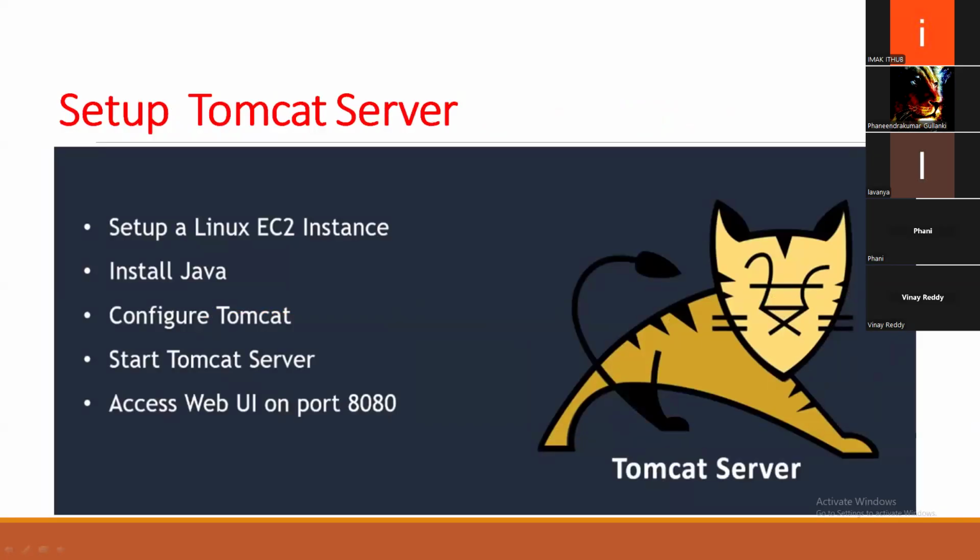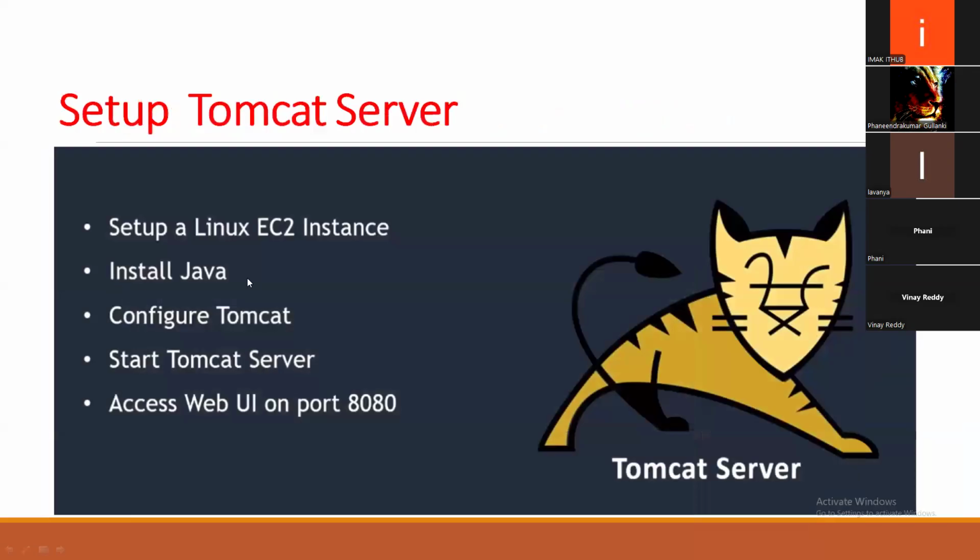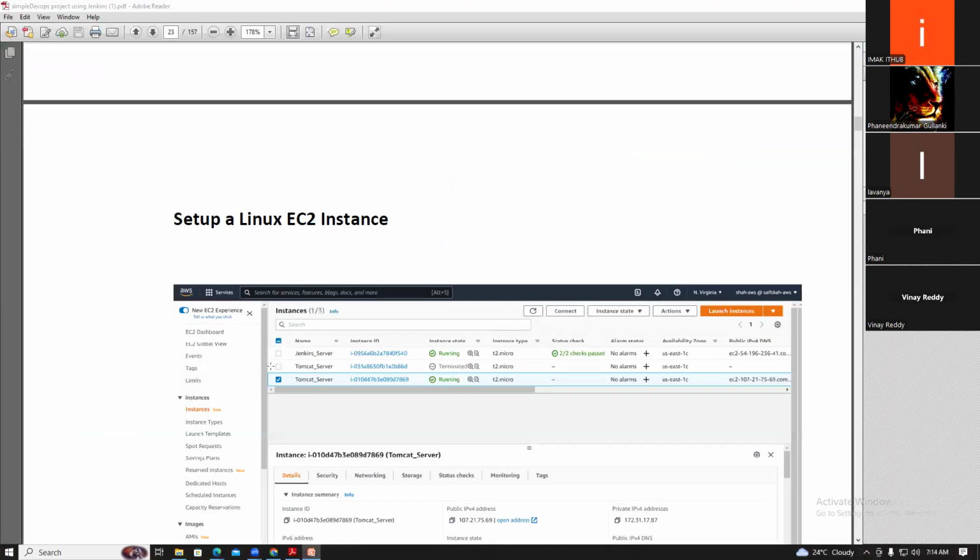For this purpose, set up the Linux EC2 instance. I set up the Linux EC2 instance, right? So this is the EC2 instance. Then install Java, install and configure Tomcat, then start the Tomcat server. Access the web UI on port 8080.